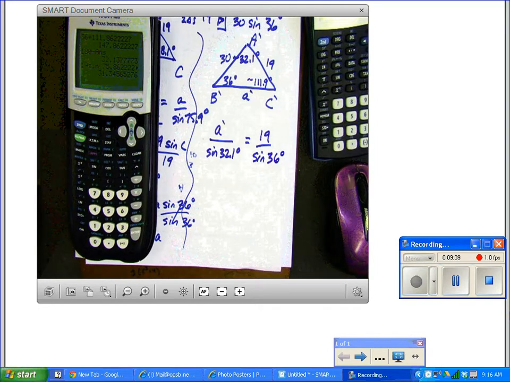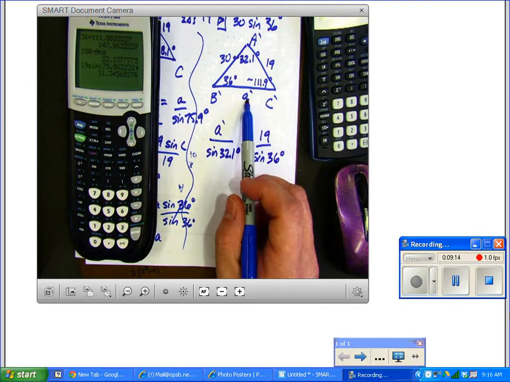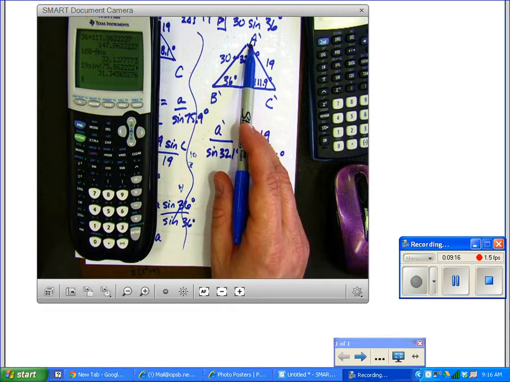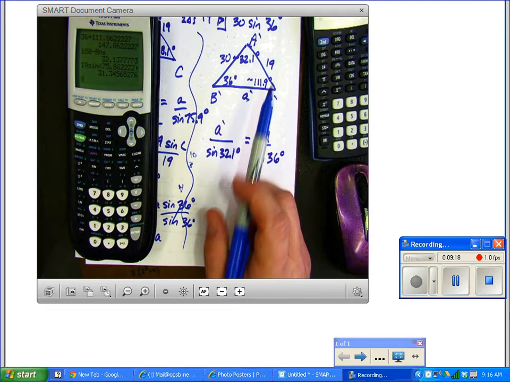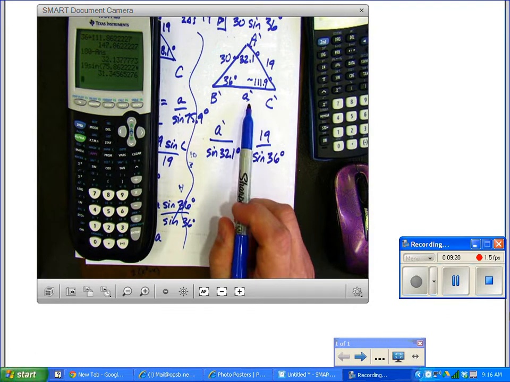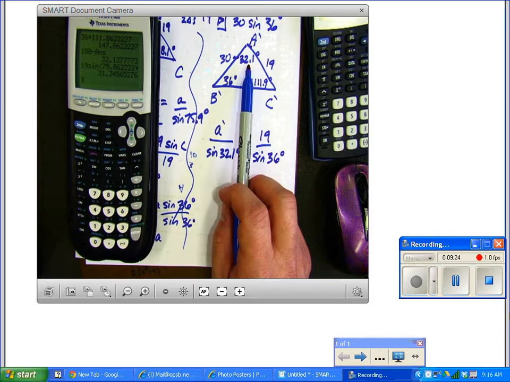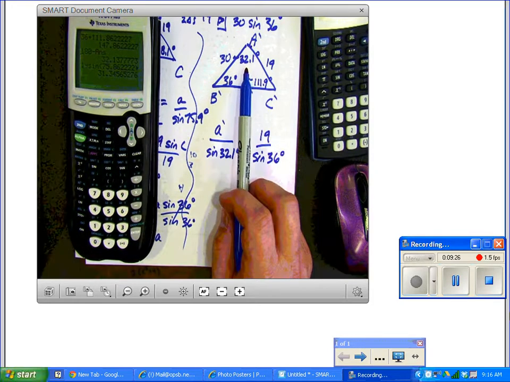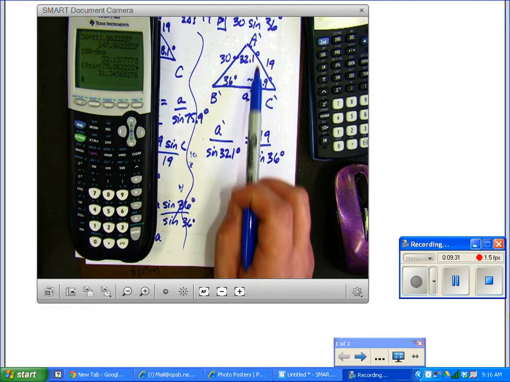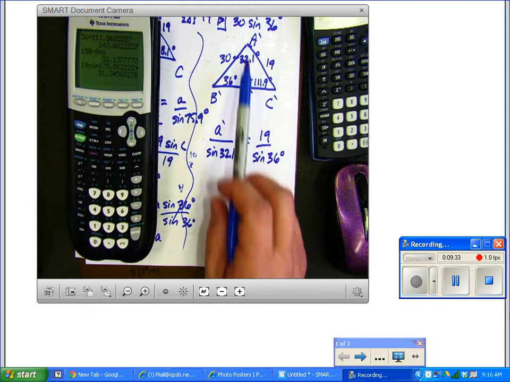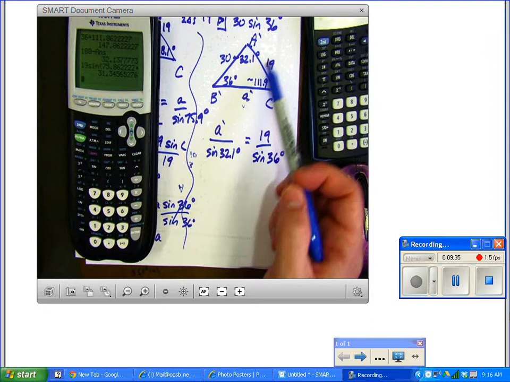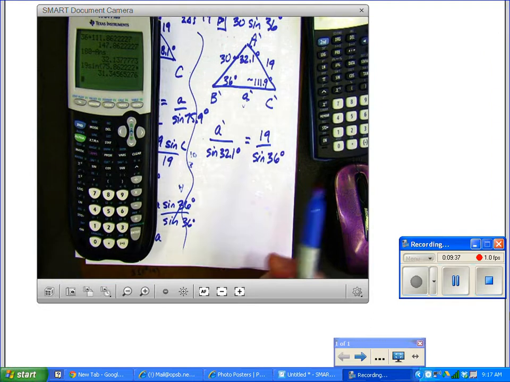Because you're doing A over the sine of A, and that's the formula. You do the side over the sine of the angle that's opposite. Have y'all caught on to the formula really? I mean, you really don't use the formula. You just match these two together in a ratio, these two together in a ratio, and these two together in a ratio. All right, now let's cross multiply and solve.